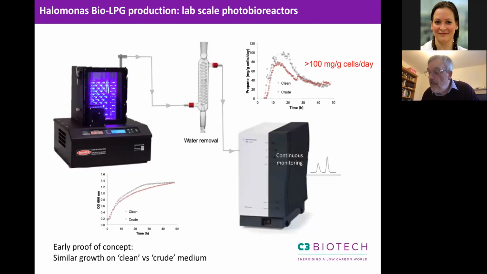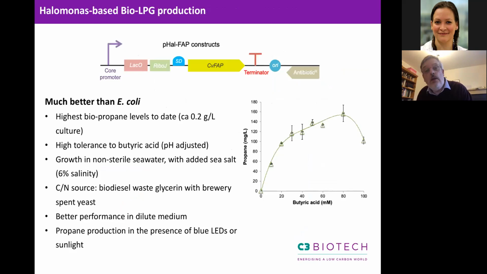So our early lab scale work looked at propane production with both clean and crude biodiesel media. You can see that on the slide here. We've been able to show production of propane in Halomonas, as indicated in the top right-hand panel. And what's more, if the variant enzymes are introduced, you can see the performance here is actually much improved above what we see using our E. coli host. Our highest published propane levels are around 0.2 grams per liter of culture.